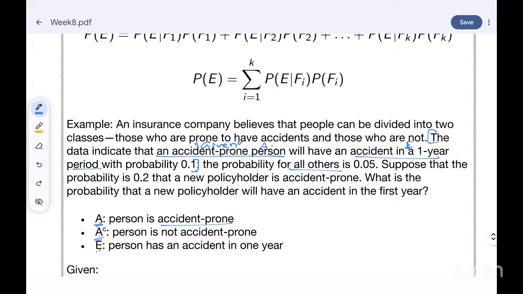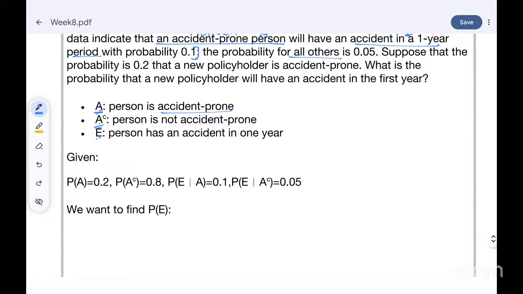So the probability that the accident happens within 1 year for an accident prone person is 0.1. And for a person not accident prone is 0.05. Okay. So what are the things given? P of E given A is 0.1. P of E given A complement is 0.05. And then you are given, suppose the probability is 0.2 for an accident prone person. So probability of A is 0.2. So probability of A complement should be 1 minus 0.2, so 0.8. Okay. So these are the given things. Is that clear for everyone?